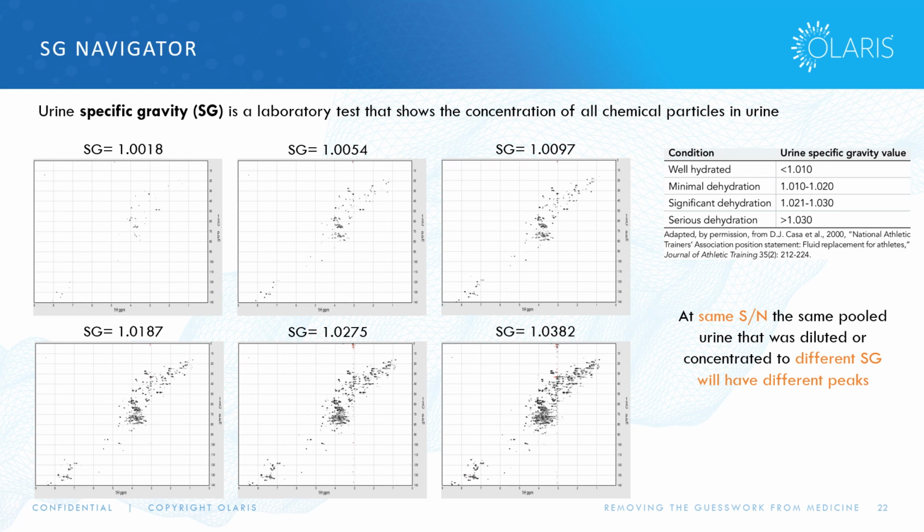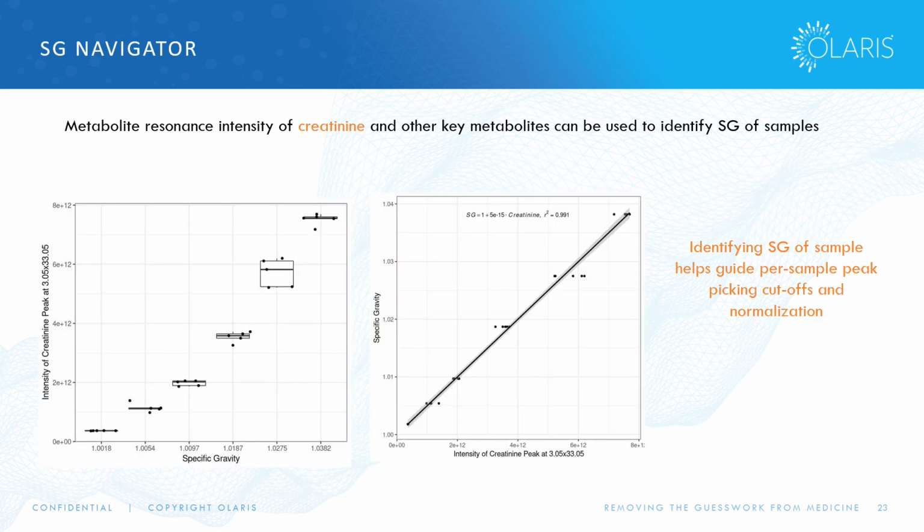And we saw that the same signal to noise, just the same pooled urine diluted to different specific gravity at wildly different number of peaks. So as we've seen that this can actually happen in real life, how can you compare these samples correctly? We saw that using the intensity of metabolites, for example, like creatinine, we can get a good correlation with specific gravity. In that way, knowing that the range of specific gravity in our sample, we can help guiding the cutoff of noise to signal, for example, and normalization of our samples.